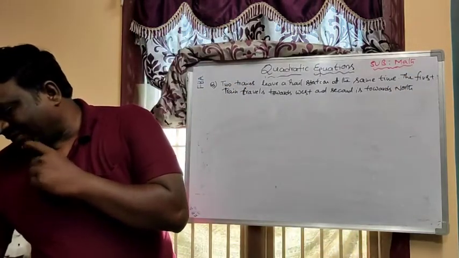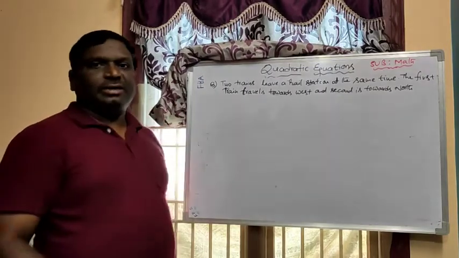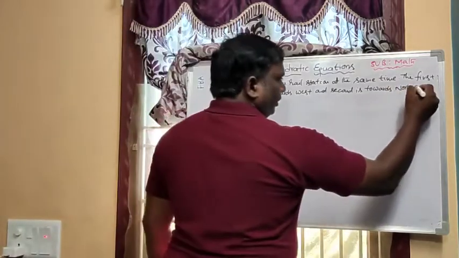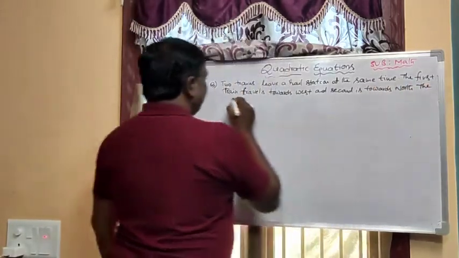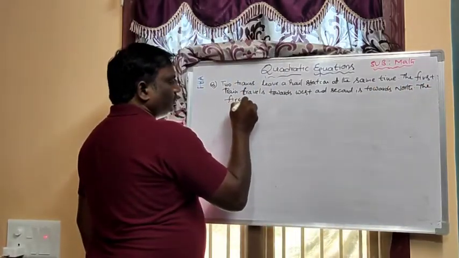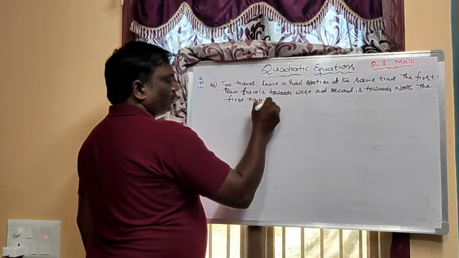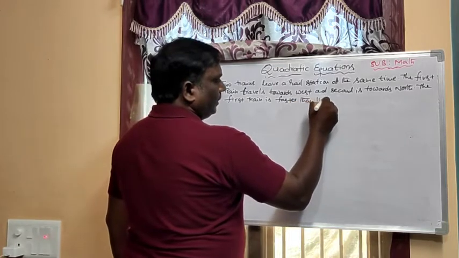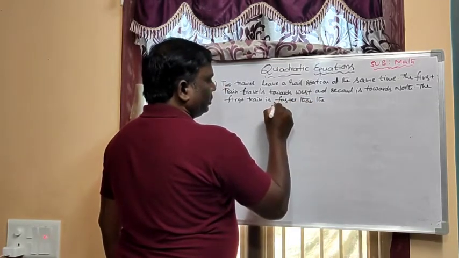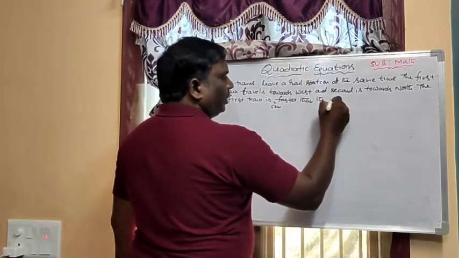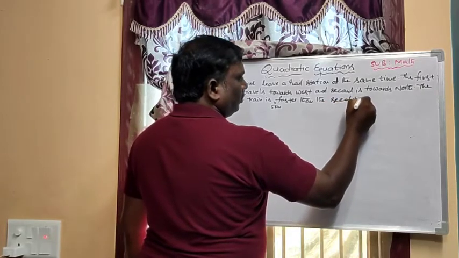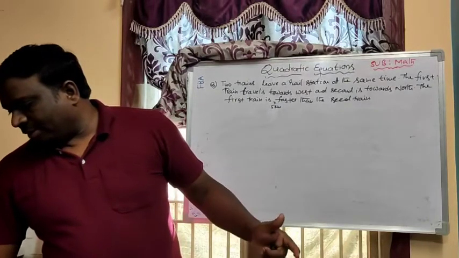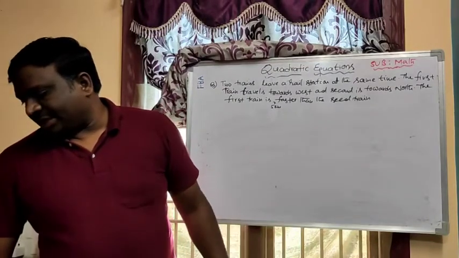The first train travels 5 kilometers per hour faster than the second train.